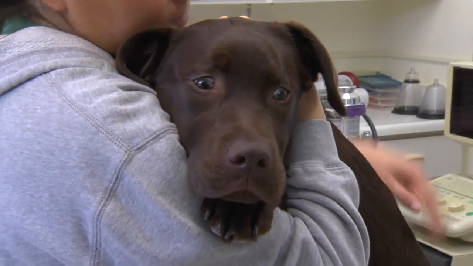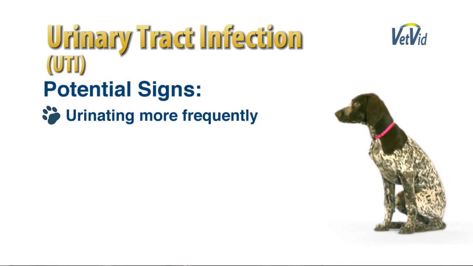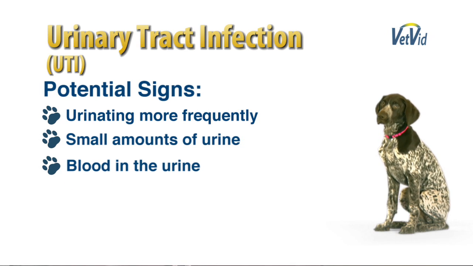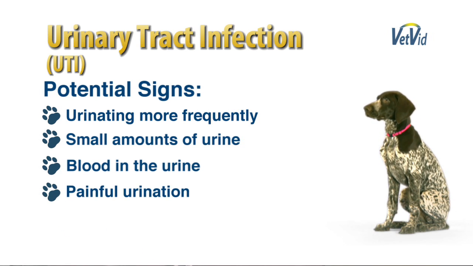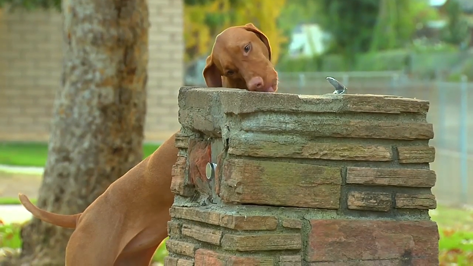The signs of urinary tract infection can be very varied. Sometimes we'll find a urinary tract infection coincidentally with the dog showing no signs at all, and sometimes it can be where owners will complain of the dog urinating more frequently, urinating small amounts, blood in the urine, even pain urinating, and sometimes we'll see dogs that drink more, and that can often be a sign of urinary tract infection.